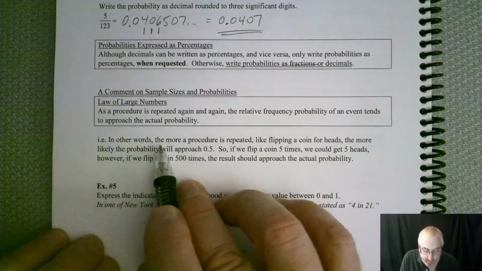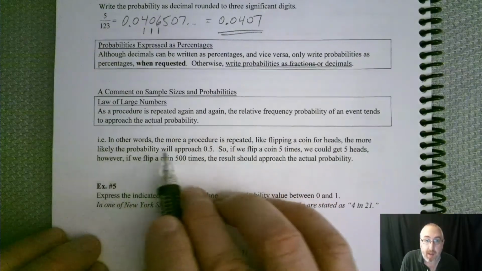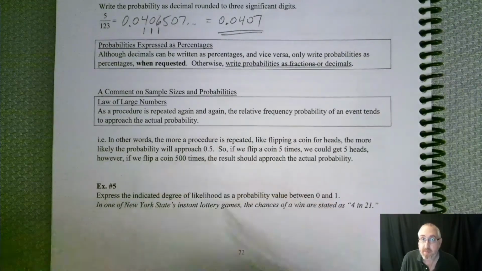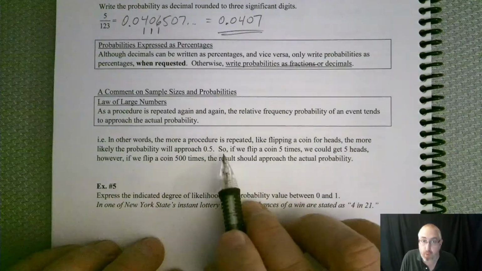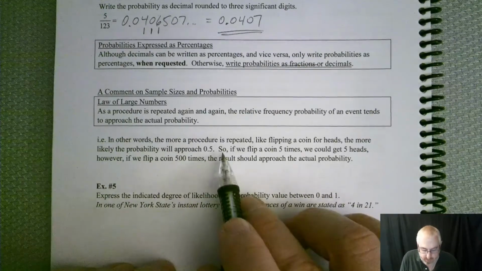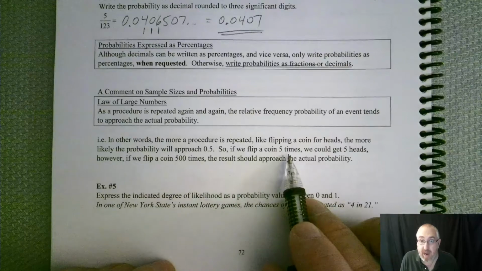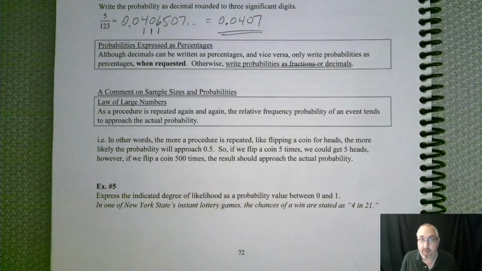In other words, the more a procedure is repeated, like flipping a coin for heads, the more likely the probability will approach 0.5, 50%. You've got a 50-50 chance of getting a heads, right? That's what your gut says. But if you based probability on just a few flips, you might be cheating yourself. So if we flipped a coin 5 times, there's a chance we could get 5 heads in a row. So would we conclude that the probability of getting heads is 100%? No, of course not. You've got to keep flipping, right?